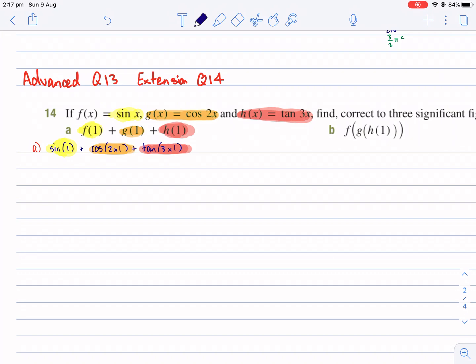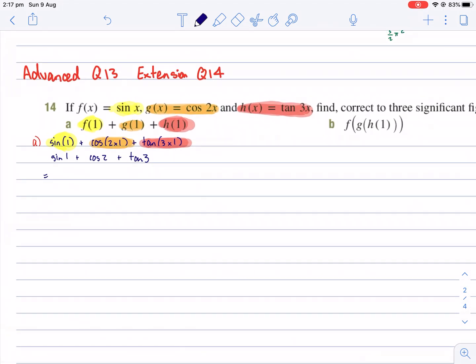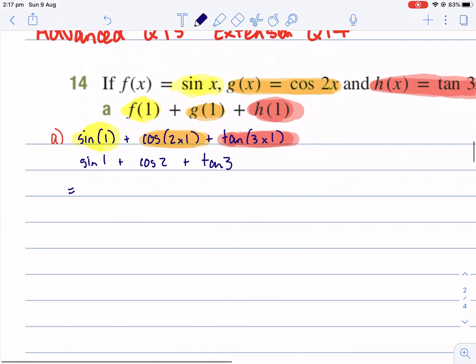And every time you're just subbing in the 1 instead of x. So that's sine 1 plus cos 2 plus tan 3. They're saying correct to 3 significant figures. I assume we're just going to chuck this in our calculator. Make sure you do calculators in radians. Sine 1 plus cos 2 plus tan 3. That's not very nice at all. So it's 0.283.